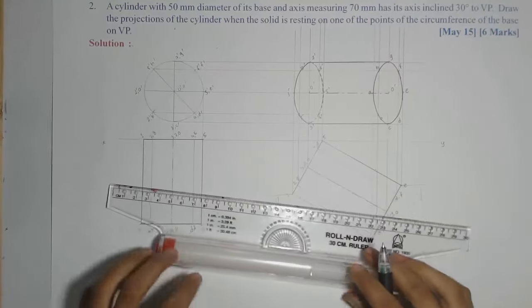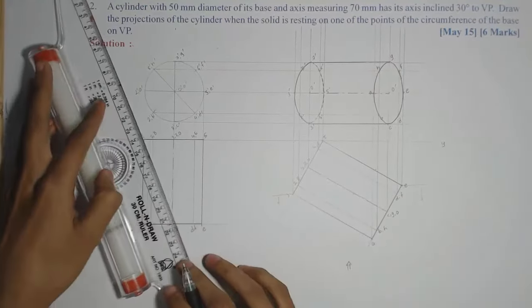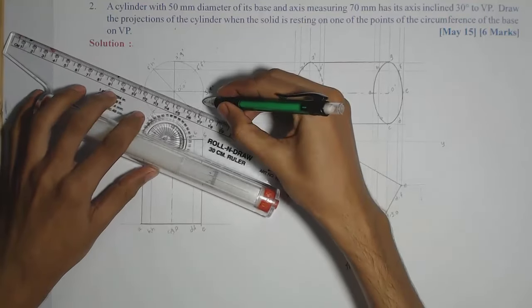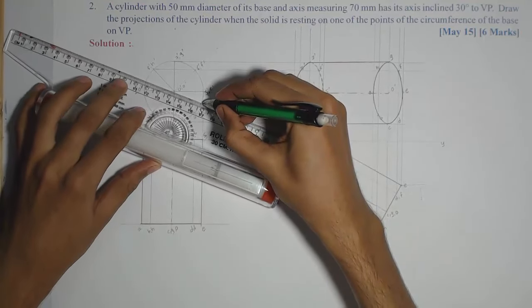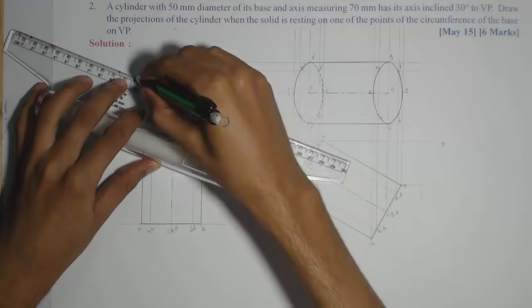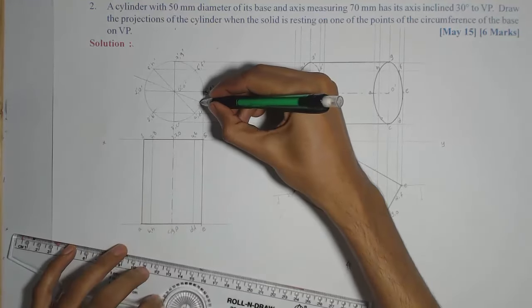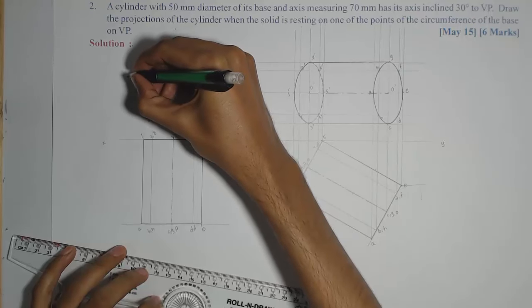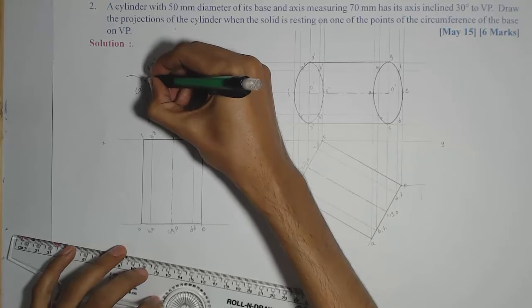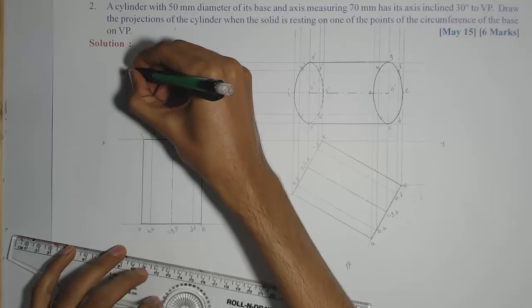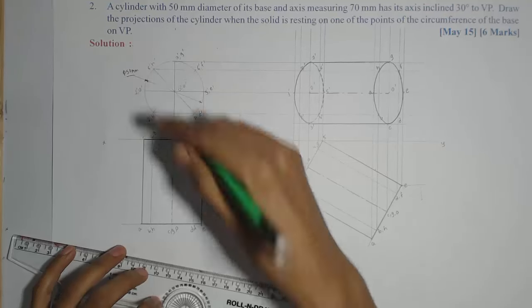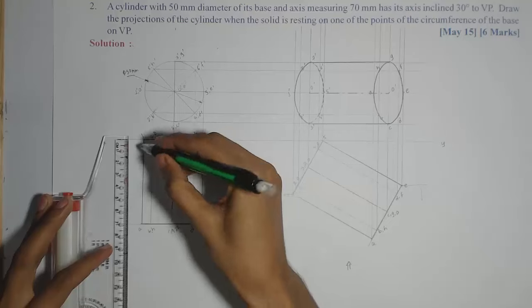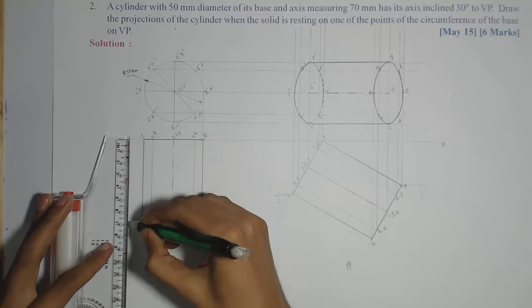And obviously don't forget to show the dimensions. So first we need to show the diameter of the base. Okay, so it is given as 50 mm. So I can show diameter as 50 mm, and then axis is 70 mm. I can show it here.